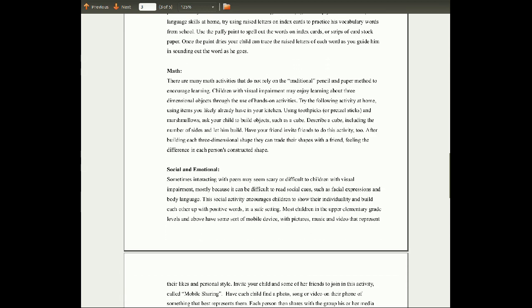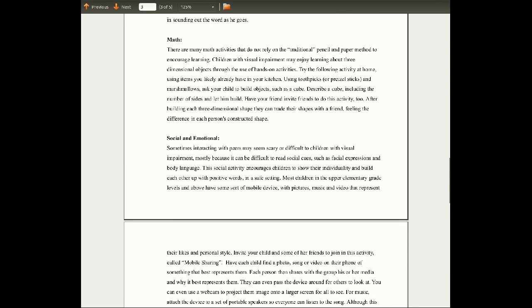For math, sometimes math can be a little more difficult, simply because a lot of math is paper and pencil methods that require reading skills and knowing the formation of the numbers and letters. A lot of times you'll see children with visual impairments enjoy more hands-on activities. So you can try the following activity at home using items that you probably already have in your kitchen. You can use toothpicks or even pretzel sticks and small marshmallows. You can ask your child to build three-dimensional objects such as a cube.